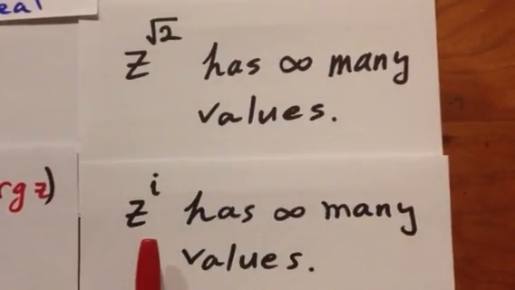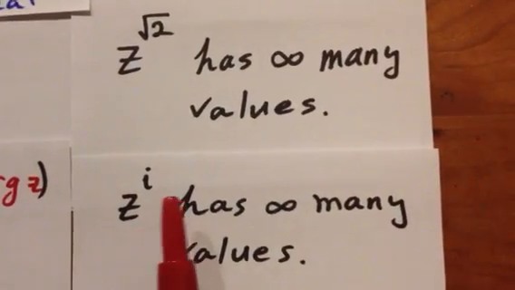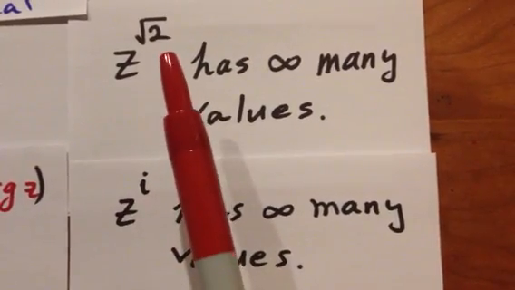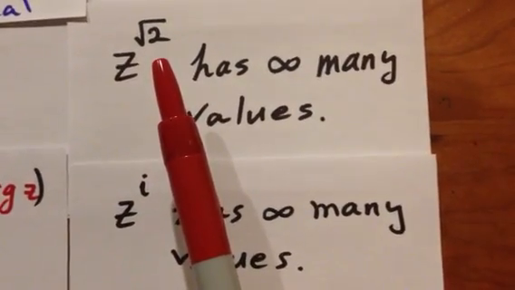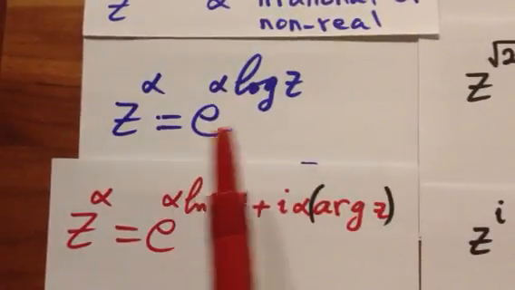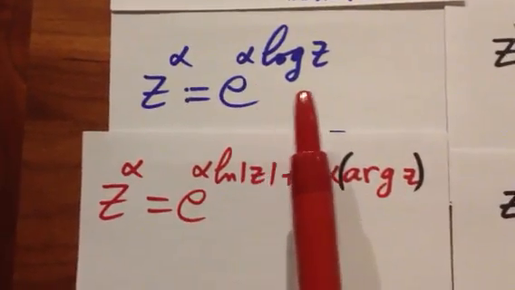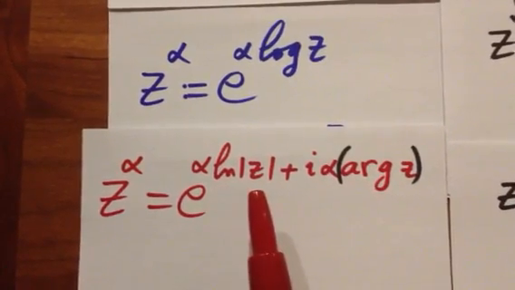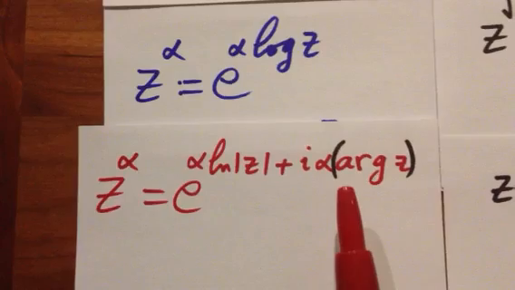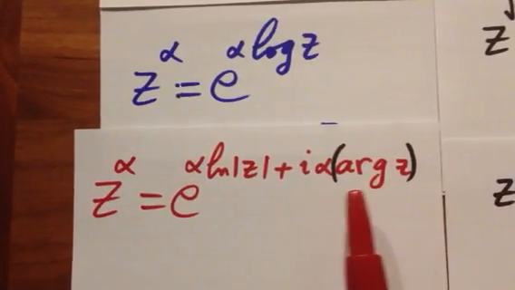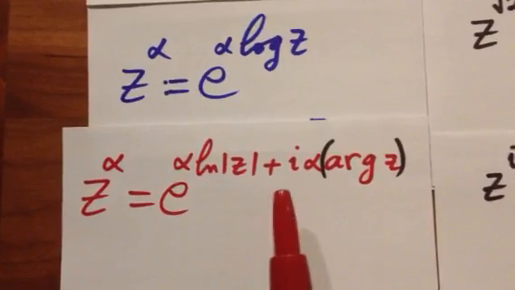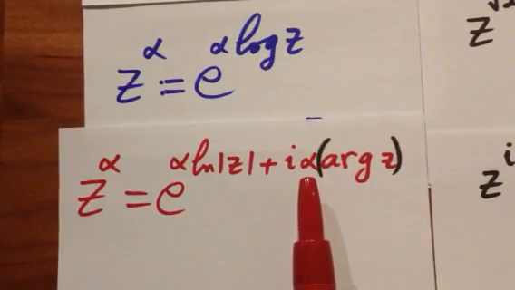These are two typical examples of case 3. Here, the power is non-real. There, the power is irrational. For both, we use this definition. And by replacing log z by ln of absolute z plus i times the argument of z, we get this for z to the alpha.